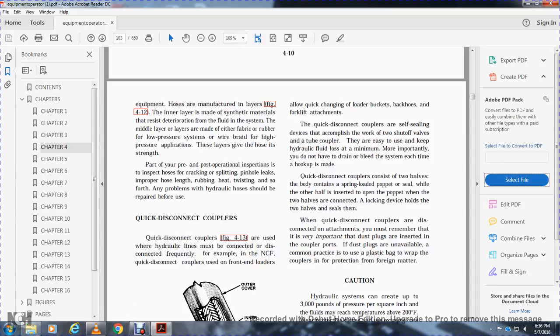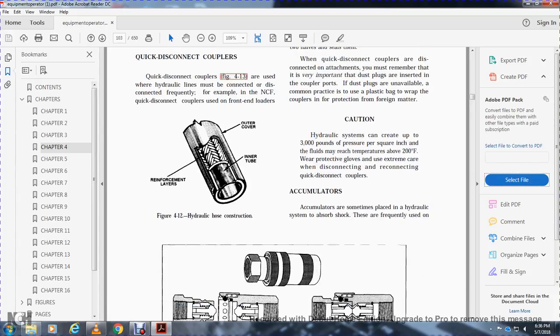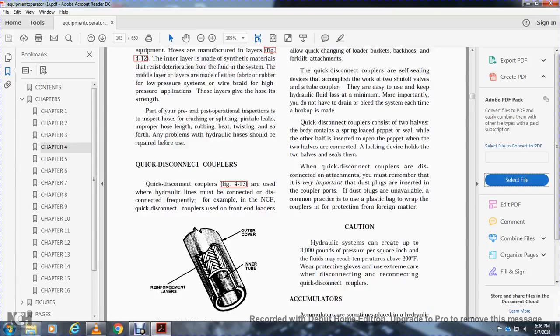Next are quick disconnect couplers, Figure 4-13. Hydraulic lines must be connected and disconnected frequently, for example on the quick disconnect of front end loaders. Figure 4-12 shows hydraulic hose construction: reinforcement layer, outer cover and inner tube. Figure 4-13 shows quick disconnect couplers, uncoupled and coupled.